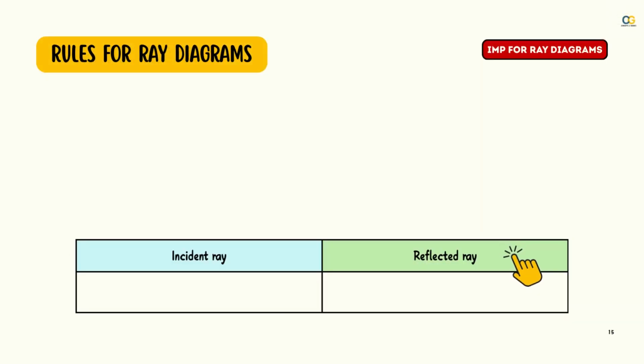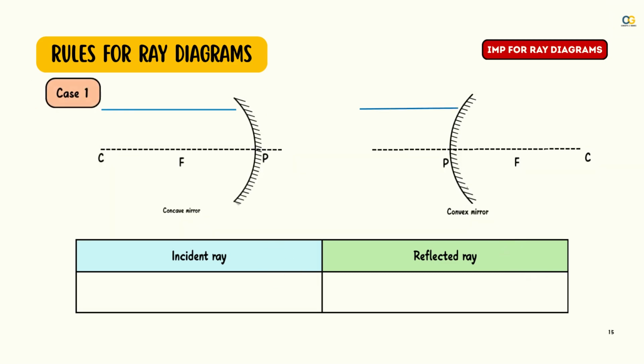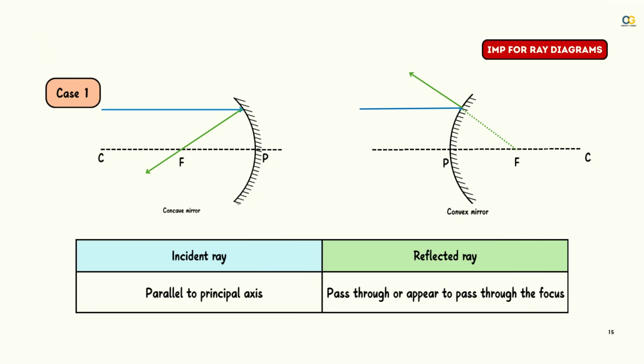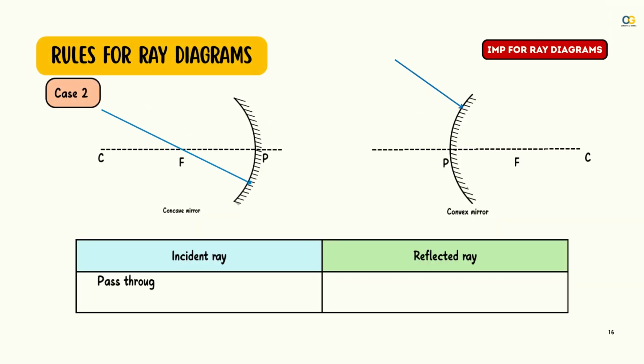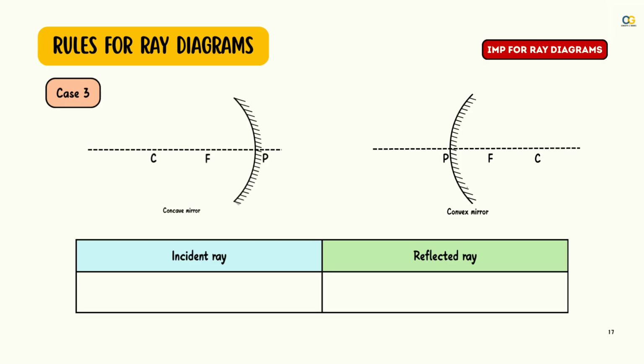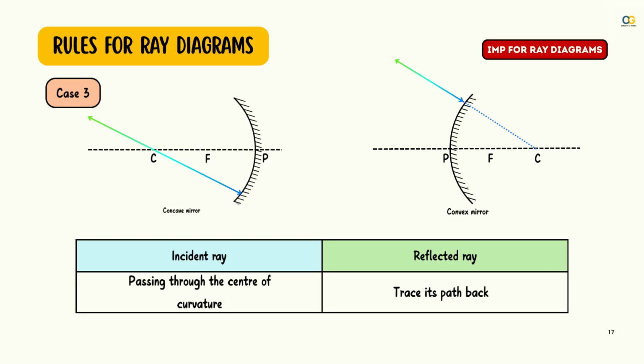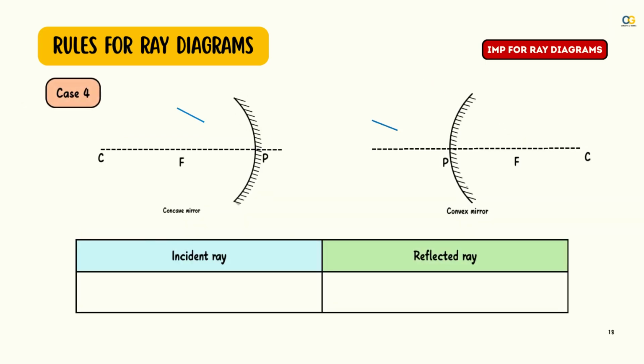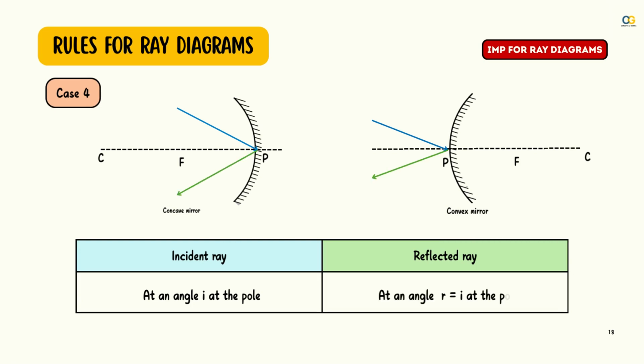We will see how each reflected ray acts for different cases of incident rays. Case 1. If the incident ray is parallel to the principal axis, the reflected ray will pass through or appear to pass through the focus. Case 2. If the incident ray is passing through the focus or appearing to pass through the focus, the reflected ray will be parallel to the principal axis. If the incident ray is passing through the center of curvature, the reflected ray traces its path back. And for an incident ray that falls at an angle I at the pole, the reflected ray will be at an angle R which is equal to I at the pole.